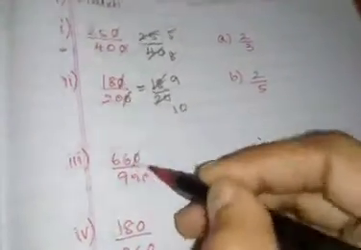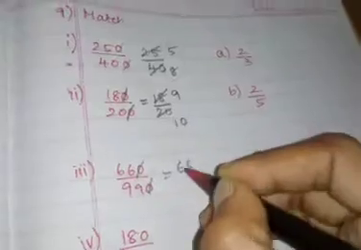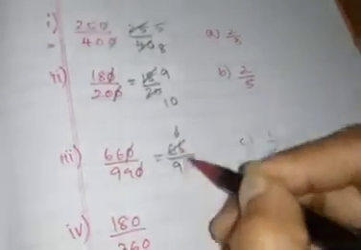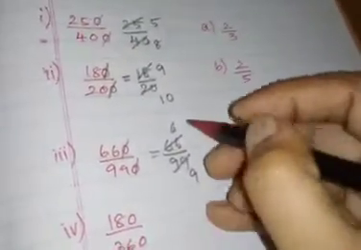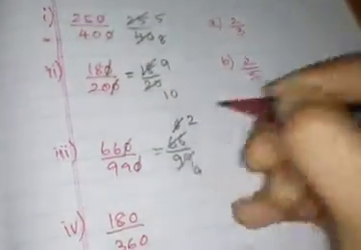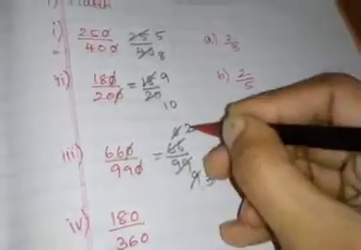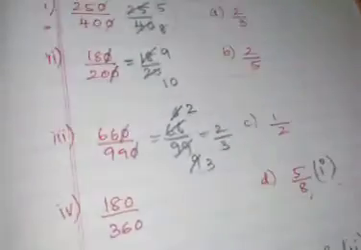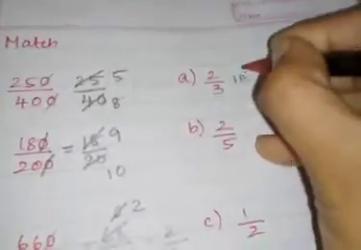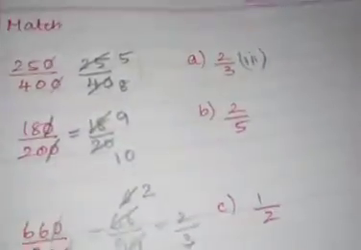660. 0 0 cancel. So what are you getting? 66 by 99. So if I cancel this in the 11th table, 11 6s are 66, 11 9s are 99. Then 6 by 9 is there. Okay. 3 2s are 6, 3 3s are 9. So what are you getting? 2 by 3 is your final answer. Where are you getting 2 by 3, children? Here. So this is your third option.